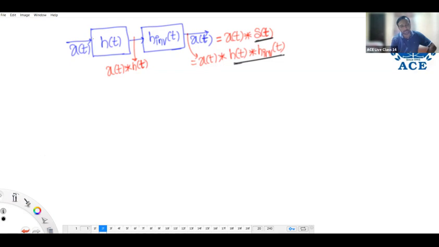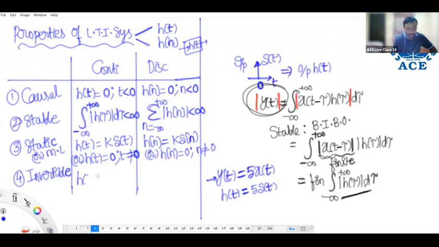Listen one more time. Our system is LTI h(t). This is the inverse block. Output of the first block is x(t) convolved h(t). That is acting like input to the second block. What is the output of the second block? x(t) convolved h(t) convolved h inverse of t. This answer must be equal to x(t), so what is the conclusion? h(t) convolved h inverse of t is delta(t). That point you have to note down in the table. Discrete case: h(n) convolved h inverse of n is delta(n).